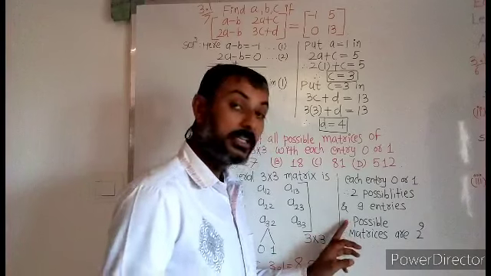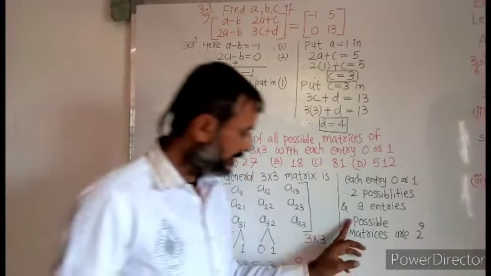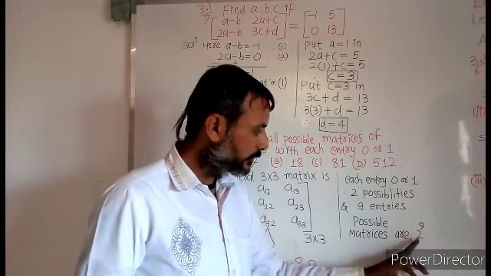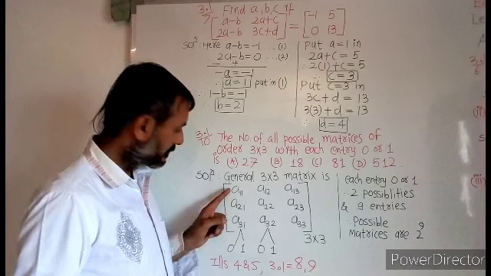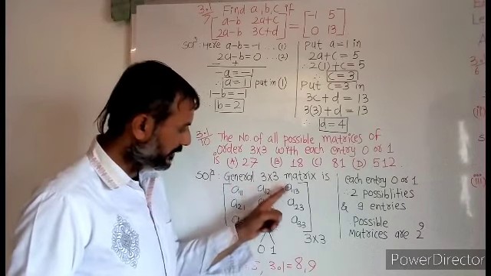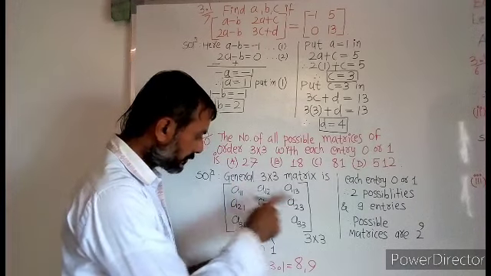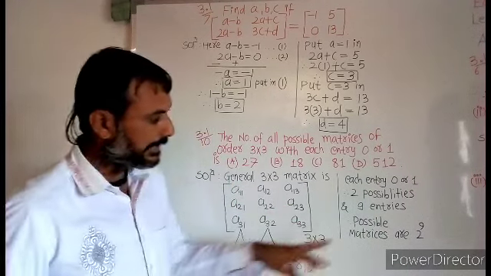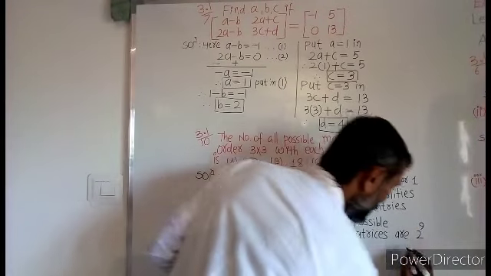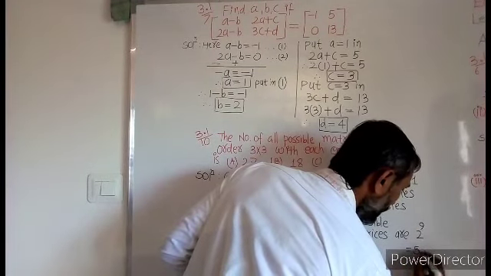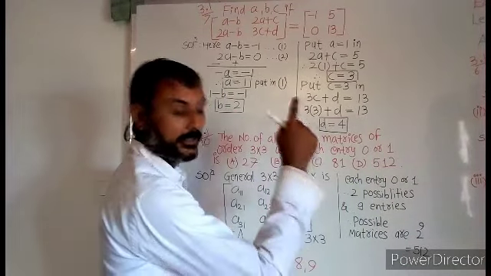Remember probability. Possible matrices are 2 raised to 9, because 2 possibilities for each entry, so 2 into 2 into 2, 9 times. So 2 raised to 9 is 512. So the answer is D.